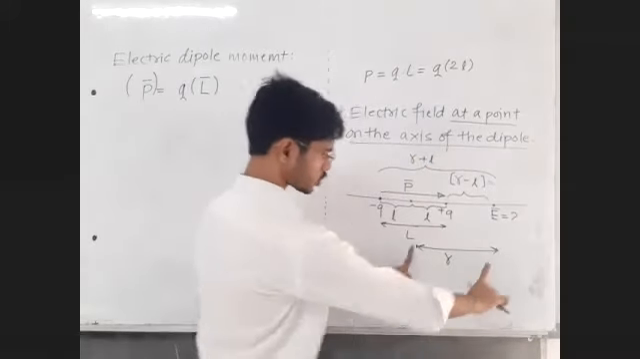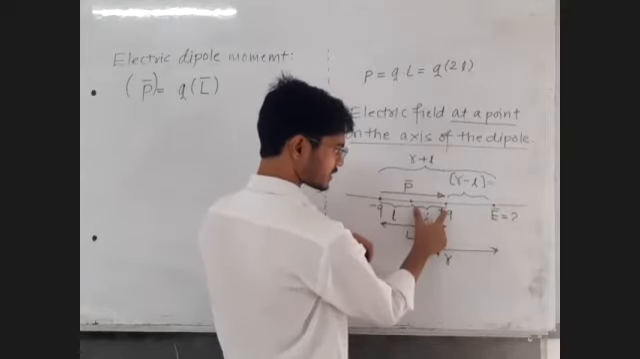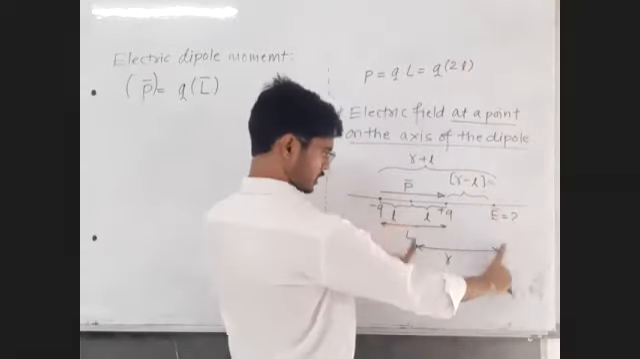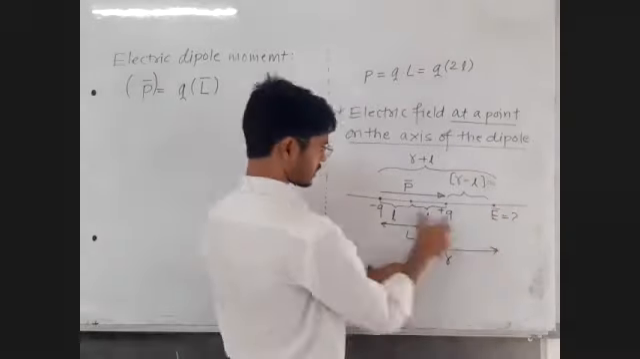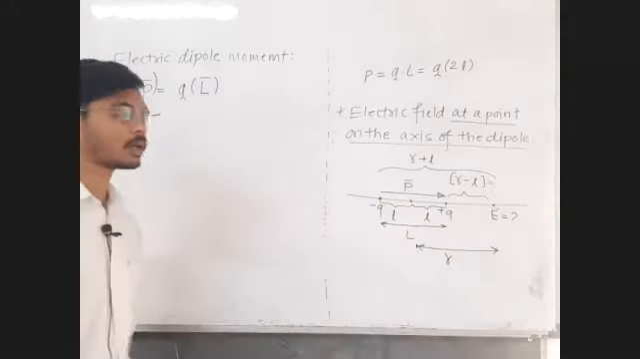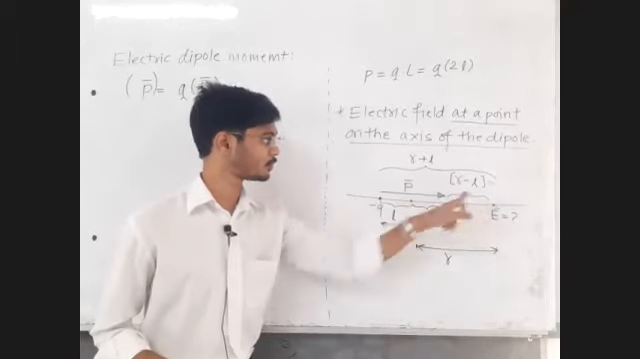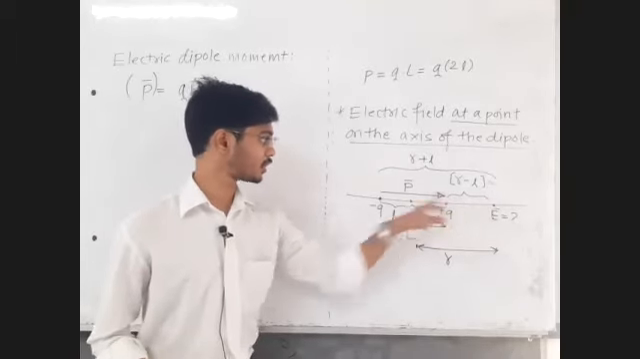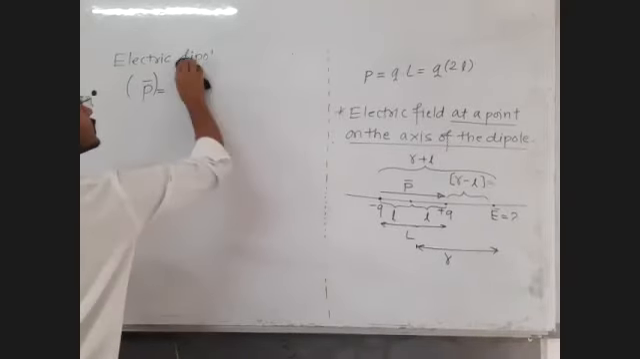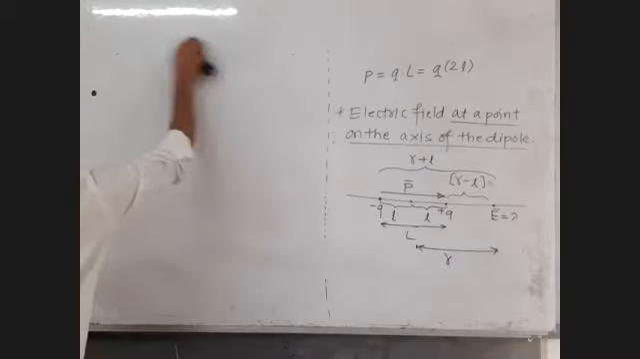Okay. So this total distance r minus l will give r minus l, and this total distance r plus this l will give you r plus l. Now you know the distance of the given point from the first charge and the distance of the given point from the second charge. Okay, sir. Now let us try to find out the electric field due to the first point charge and then the electric field due to the second point charge.